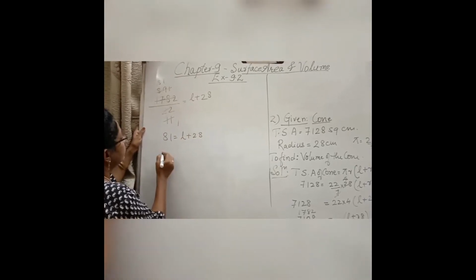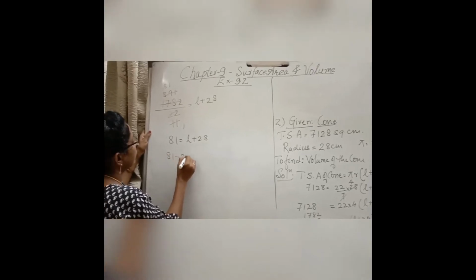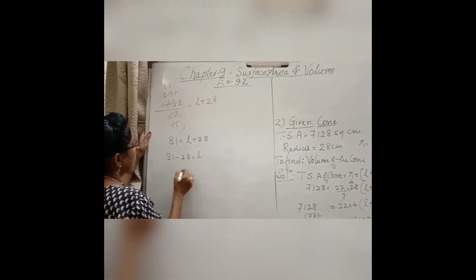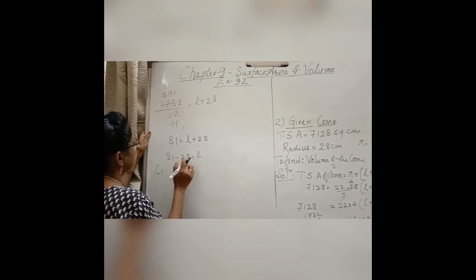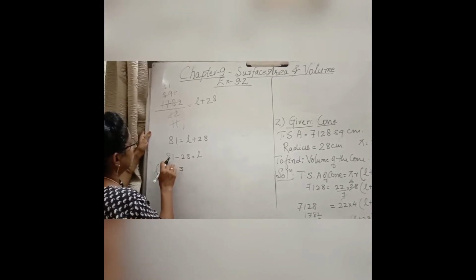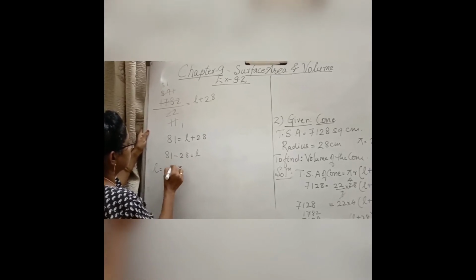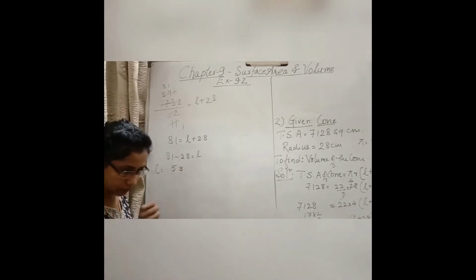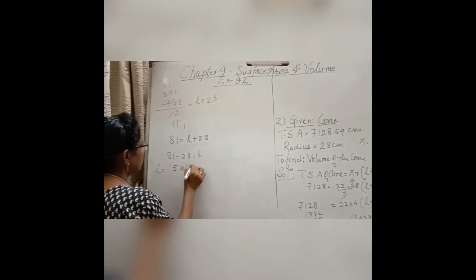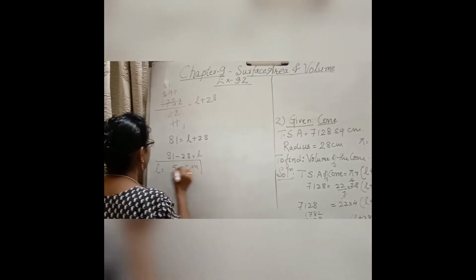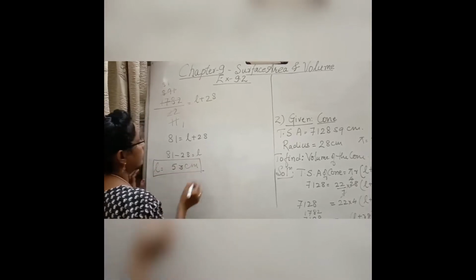Bring the 28 to the left side. 81 minus 28 is equal to L. So L is equal to 53 centimeter. L is equal to 53 centimeter.